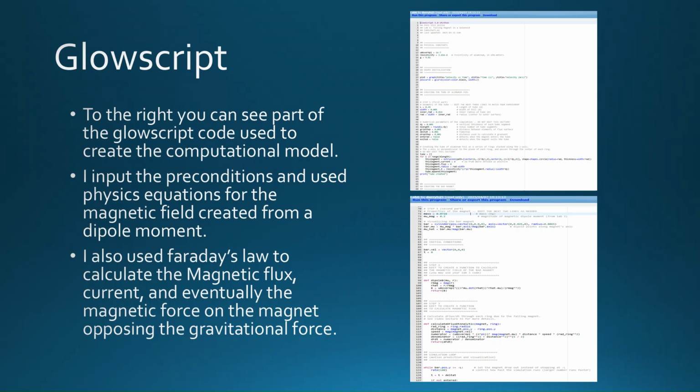Glowscript. To the right, you can see the part of the Glowscript code used to create the computational model. I input the preconditions and used the physics equations for the magnetic field created from a dipole moment. I also used Faraday's law to calculate the magnetic flux, current, and eventually the magnetic force on the magnet opposing the gravitational force.